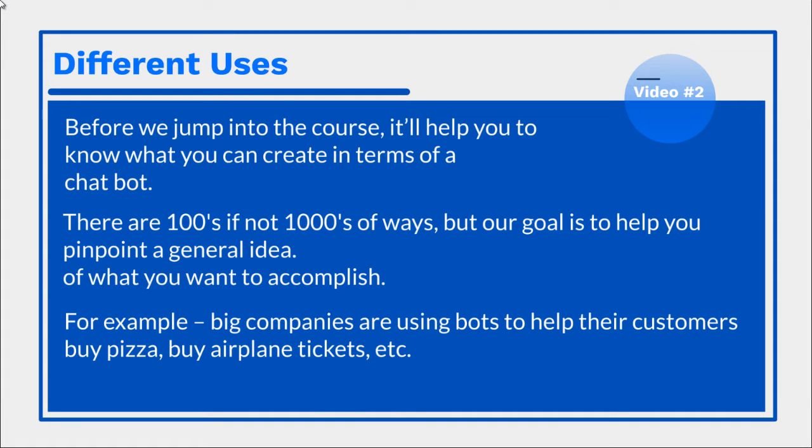For example, big companies are really changing the way that we interact with them via chatbots. Specifically in this case, it's the Facebook Messenger chatbot. Beyond that, they are also using chatbots on their website and so forth, but we're focusing just on Facebook Messenger here. They're doing things like helping customers buy pizza, buy airplane tickets, even hotels.